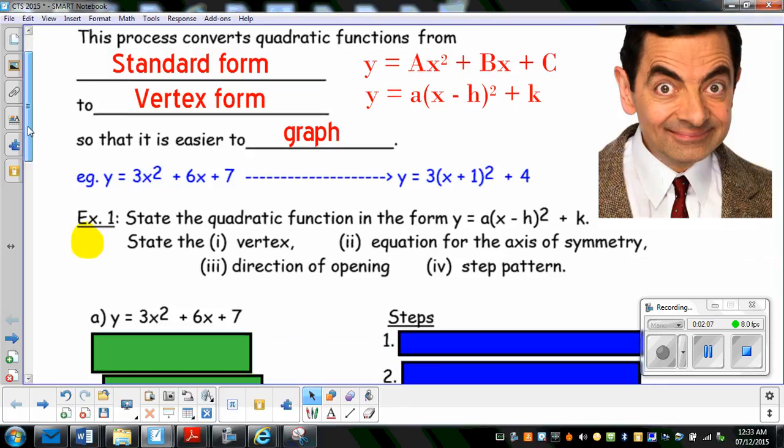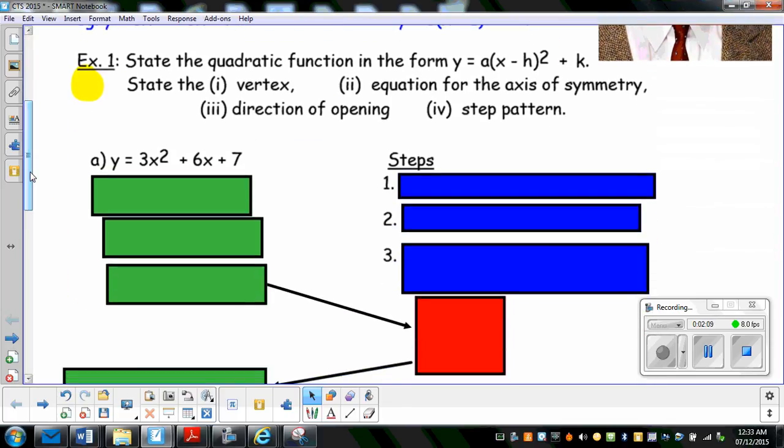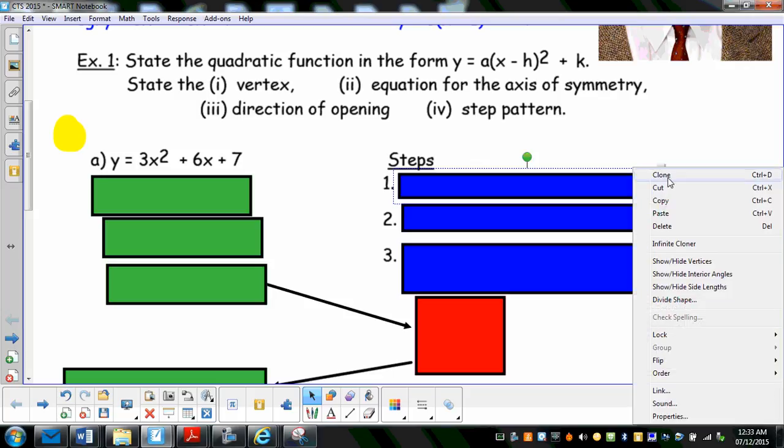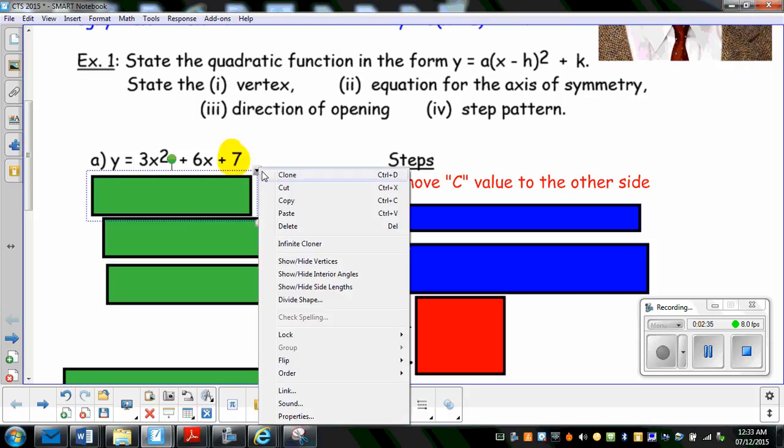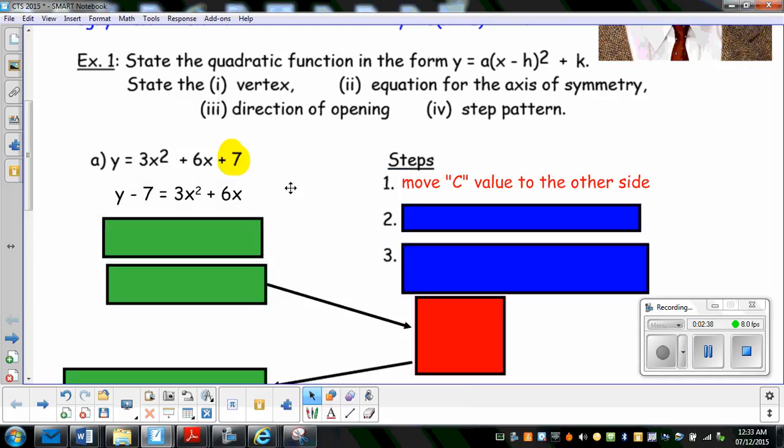There are a few steps involved. For this example, we're going to change the quadratic function into vertex form, and then we're going to state some characteristics about that parabola once we've changed it. The first step when we have it in standard form is to move the c value, the number on the end, to the other side. So the plus 7 changes to a minus 7 when it goes to the other side.